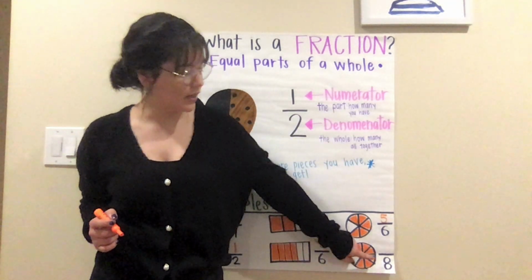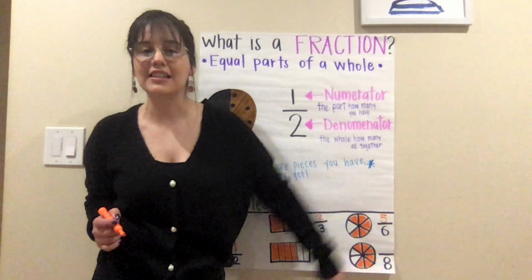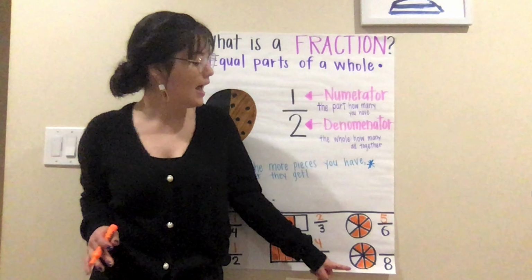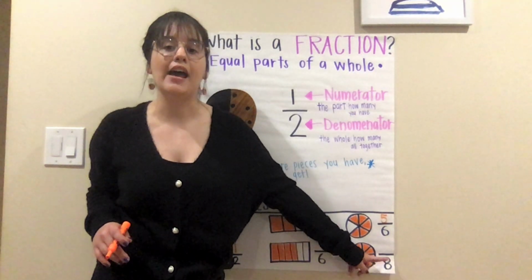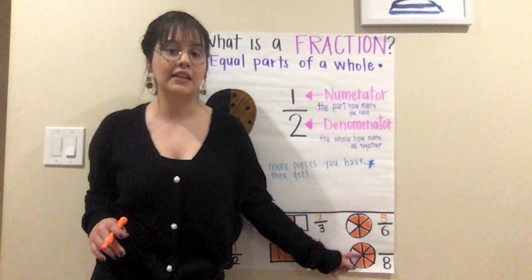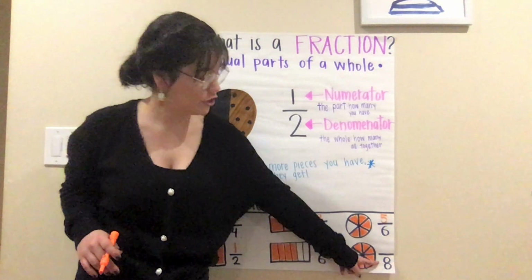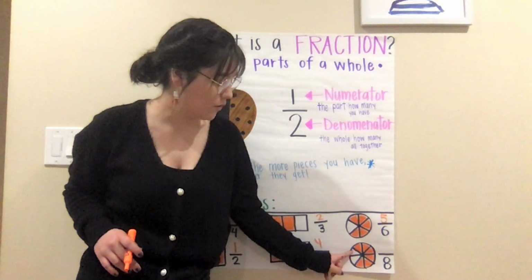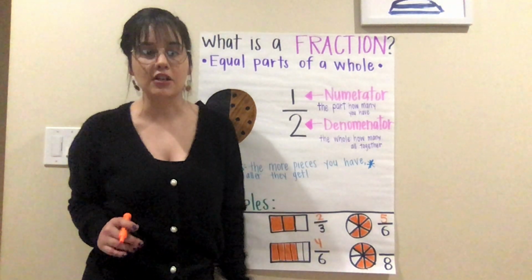Let's look at the last one. I already know that there are 8 pieces all together. Before I even count them, I already knew that there were 8 because they already told me that. And I know that the denominator, the bottom number, is how many are all together. It's my whole. So I know that there should be 8 pieces all together. 1, 2, 3, 4, 5, 6, 7, 8. Yep, there were 8 pieces all together.